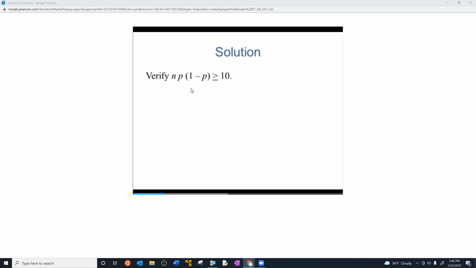Now let's verify that n times p times 1 minus p is at least 10. N is 500, p is 0.07, times 1 minus 0.07. Again, you may want to use 0.93 when you get to your calculator. When we compute this, we get 32.55, which is indeed greater than or equal to 10. So that tells us we can go ahead and use the normal approximation. If we're looking for the probability that x is less than 30, fewer than 30 people have that blood type, recall that the interval must contain the endpoint, so we have to rewrite this as less than or equal to 29. The first whole number that's less than 30 is 29.